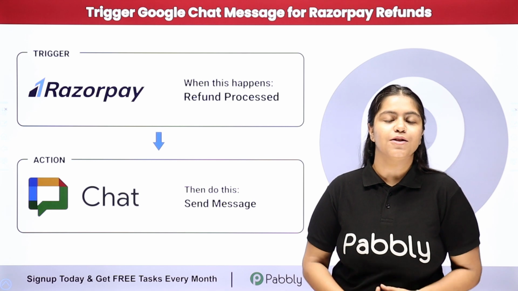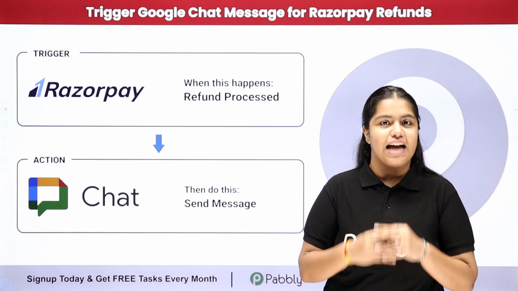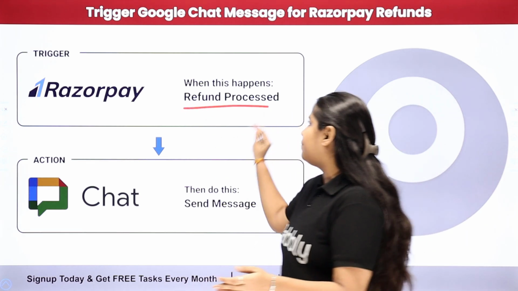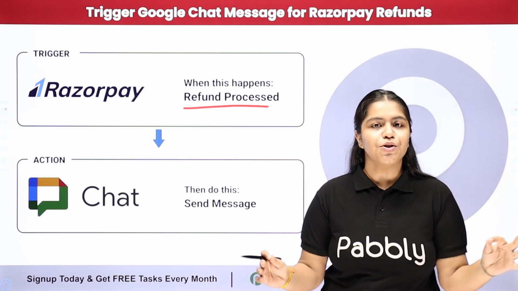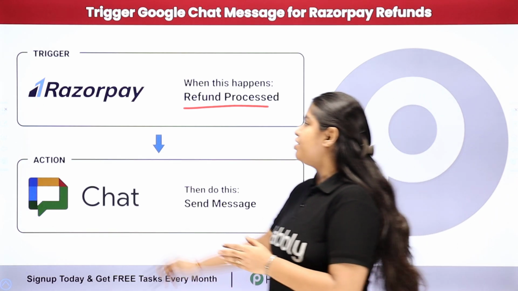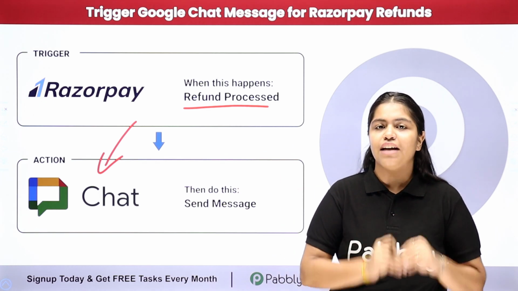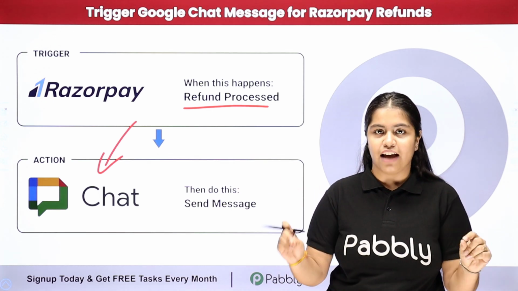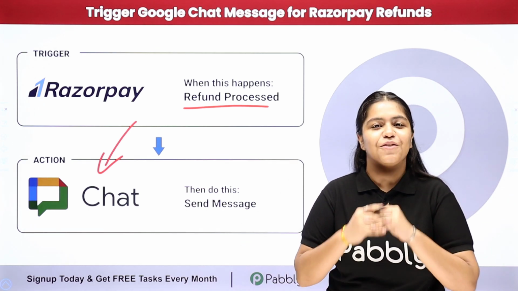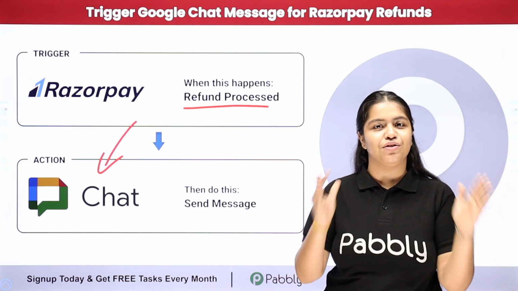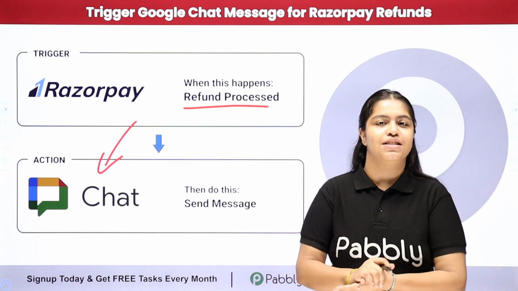So like you, I also use Razorpay to sell my products online, and now what I want is that as soon as we process a refund through Razorpay, I want to notify my team on Google chat about the same. So to do this, we are simply going to create a connection between Razorpay and Google chat, and we are going to create this connection without knowing any programming or coding language using an amazing automation software which is Pabbly Connect. So if you also want to create this amazing automation for your own business, then for that you have to come with me towards my screen.